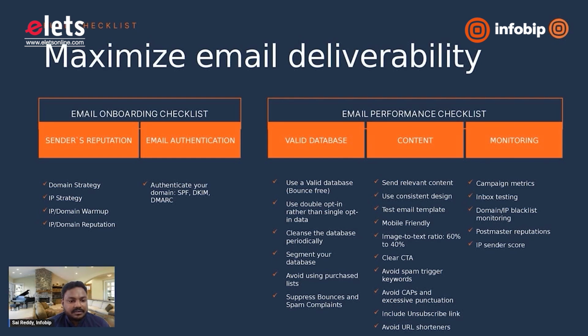Periodically clean your list, suppress the bounces, and respect the spam complaints and suppress them. Content plays a crucial role in terms of engagement. So to increase the click rate, open rate, and everything, use the appropriate subject lines. Always use mobile friendly templates. Provide a CTA so that users can click easily, and avoid caps and excessive things.